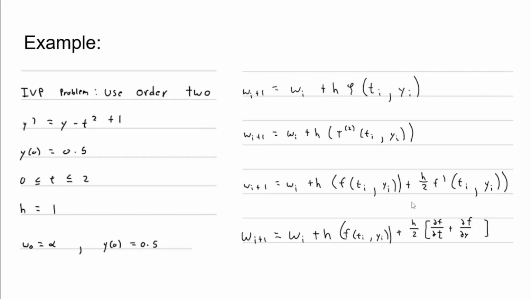So let's try to find w1. To find w1, we're going to use the original information we have from the problem, w0. So w1 is equal to w0 plus h f, the function evaluated at t0 and y0, which is already given in the IVP problem, plus h over 2 times the derivative of the function at t0, y0. We're just taking the partial derivative of this function with respect to t and with respect to y, adding them to each other at t0, y0. And so after we do that and plug everything in, we know that w1 is 2.5.